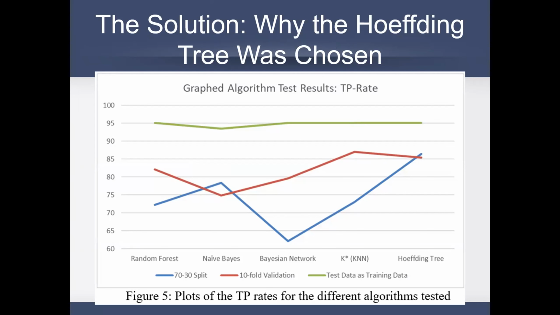So we're talking about our validation here. I should probably clarify our graph test results. Our green line is our test data used as the training data. Our 70-30 split is our blue line, and our tenfold validation is our red line. That's where you're getting the horizontal axis from. Then our vertical axis is our TP rate expressed as a percentage of accuracy. I'm wording it simply for time's sake, but you get the idea. And the report, which is on my website, has further details on how all of that is outlined.